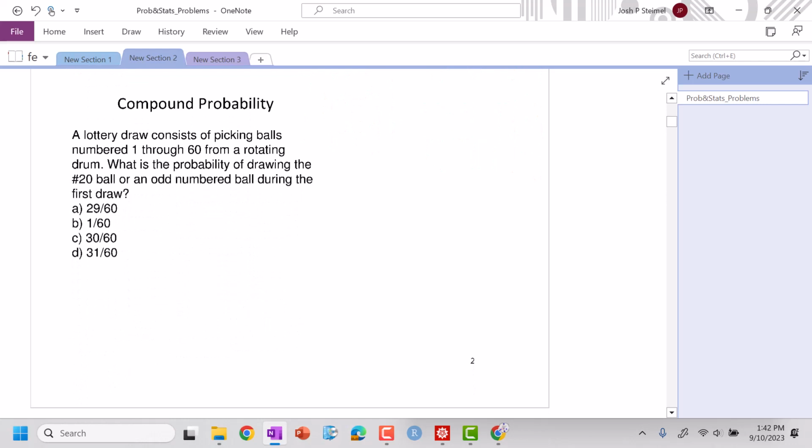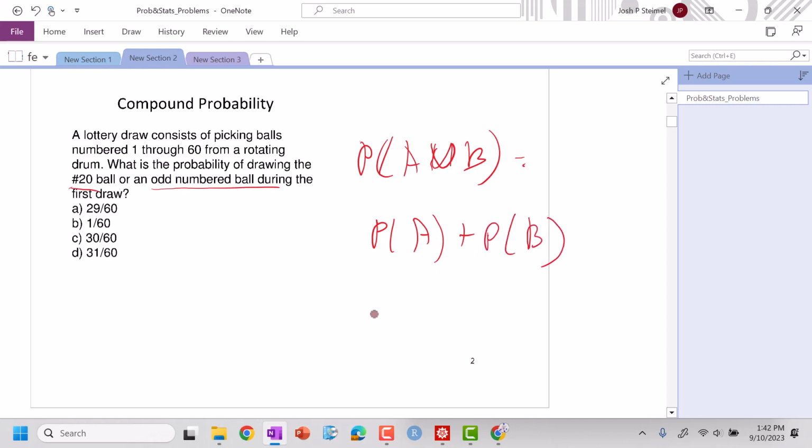A lottery draw consists of picking balls number 1 through 60 from a rotating drum. What is the probability of drawing the 20 ball or an odd numbered ball during the first draw? So this is basically the probability of A or B, so we're looking at the union. If they are mutually exclusive, we will just add the probabilities of A and B. If they are not mutually exclusive, we have to subtract A and B occurring together. So the probability of drawing 20 or an odd, so that's fine.